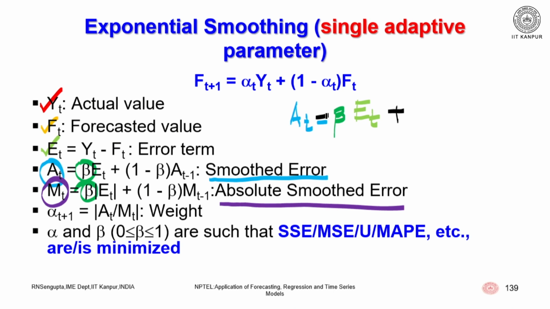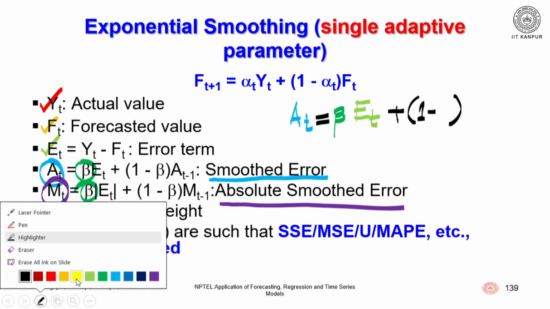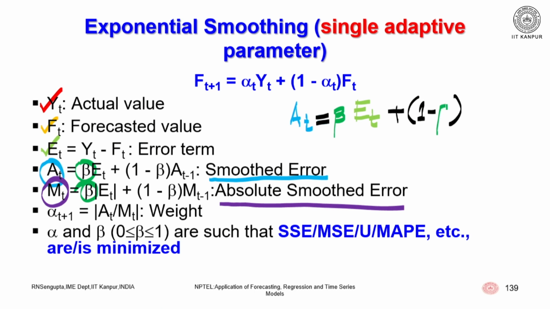So, this equality should also be in black, and the other terms would be 1 minus beta. So, beta is again dark green, multiplied by A t minus 1. Now, A t minus 1, when you are starting, you have to start with an assumed value, and based on that the error fluctuation was smoothened out.